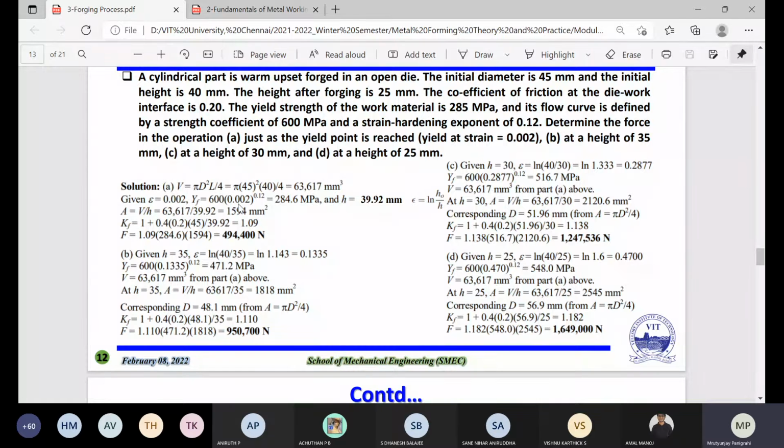Then KF, all the values are now here. So KF you can find out 1.09. So if you have KF, then F equals YF into KF into A. So you will get 494,400 Newton, or maybe 494 kilonewton. Okay.